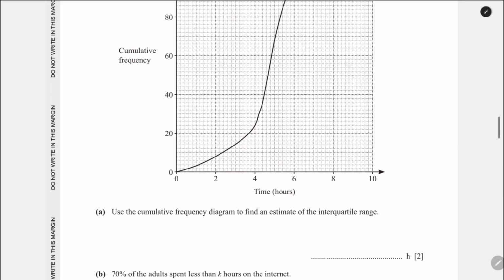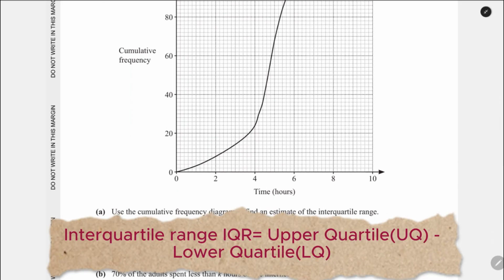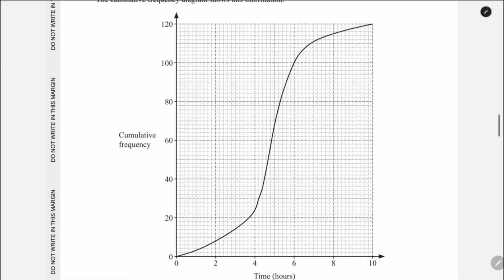So your interquartile range is equal to upper quartile minus lower quartile. What is the upper quartile? The upper quartile is the 75th percentile of the value on your graph. What do I mean? You find out what 75% of 120 is. You read off that value, trace it to your curve, and trace it down to your x-axis. That will be your upper quartile. Then you do the same thing for your lower quartile.